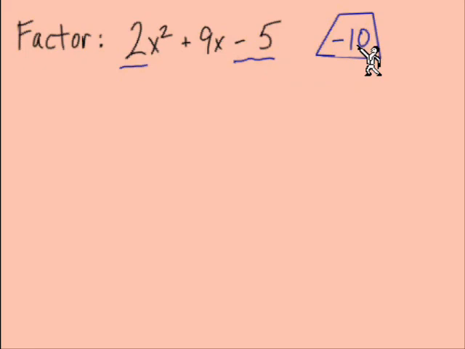There's step 1. Step 2, finding a pair of numbers that multiplied together will equal negative 10, and added together will give us the middle coefficient, positive 9. Positive 10 and negative 1. That's the pair of numbers that are going to do what we need them to do.